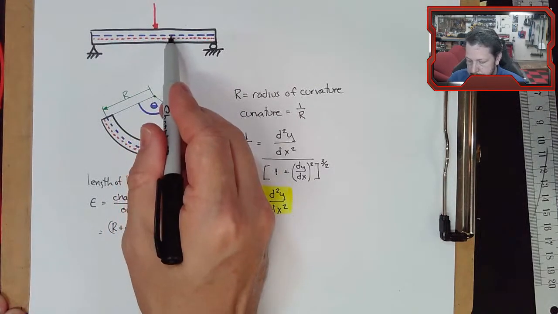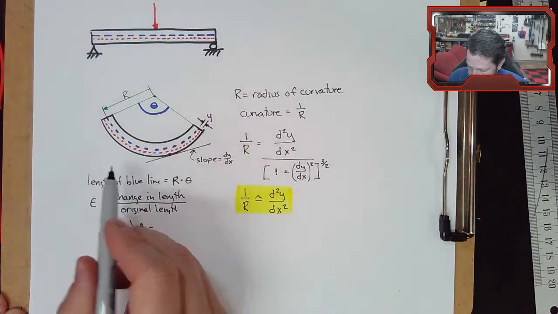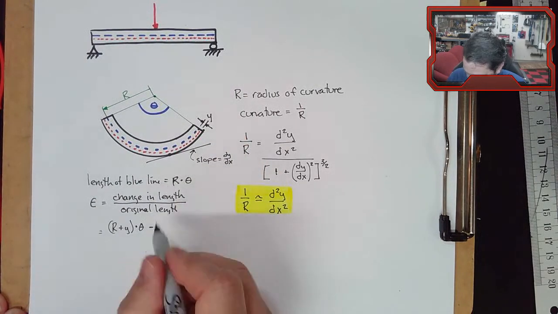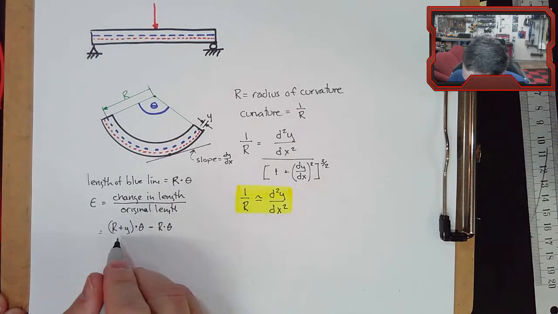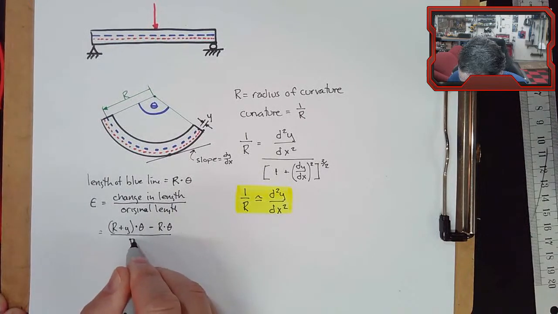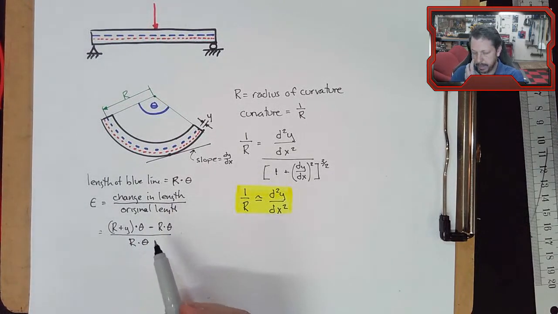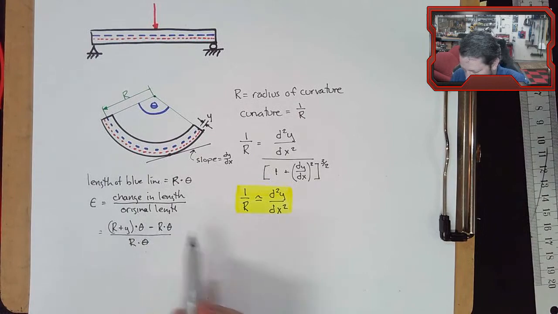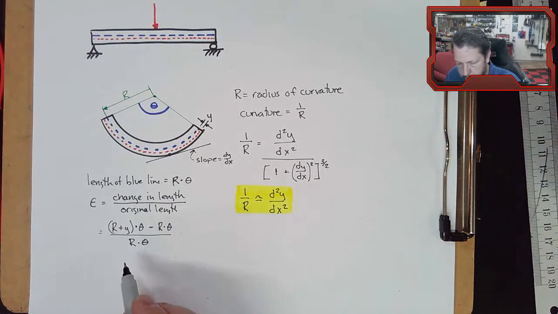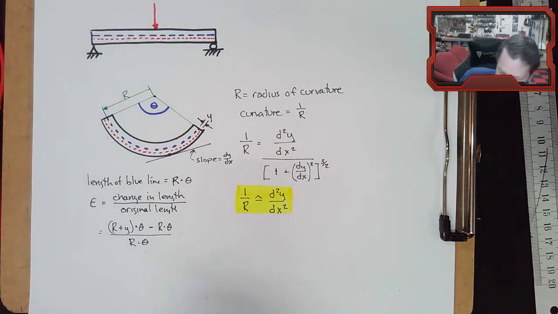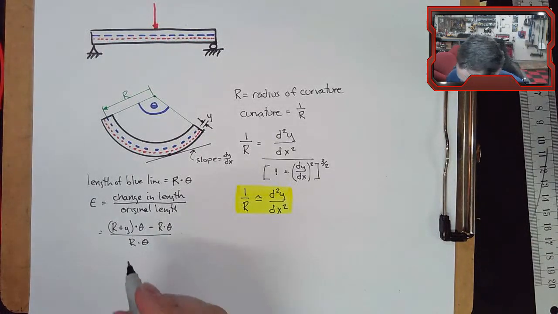Originally the red line was the same length as the blue line. So the length of the blue line is r theta. And then I divide by the original length. And I've got a lot of similar terms in here, some r's and thetas. Let's go in and take that r plus y and expand it just to make this a little simpler.